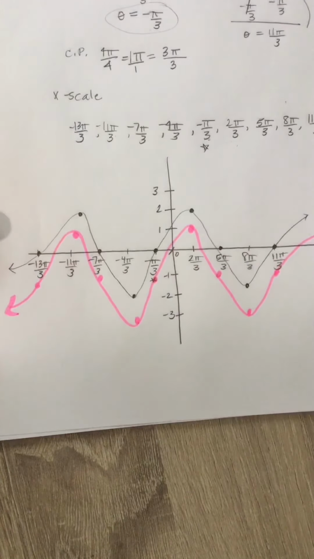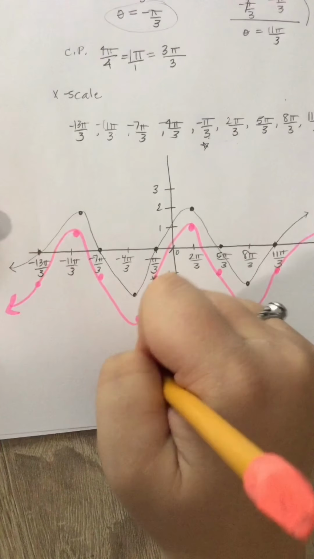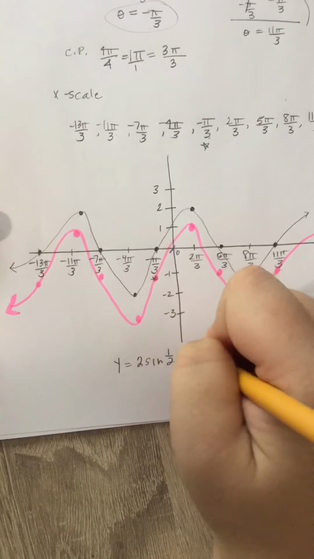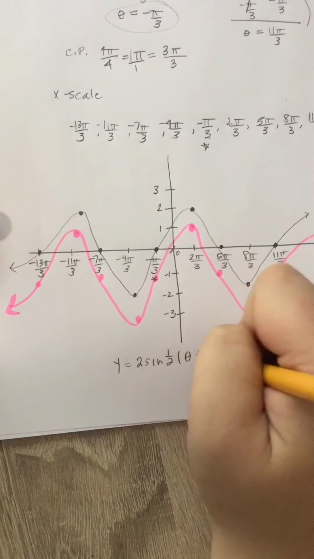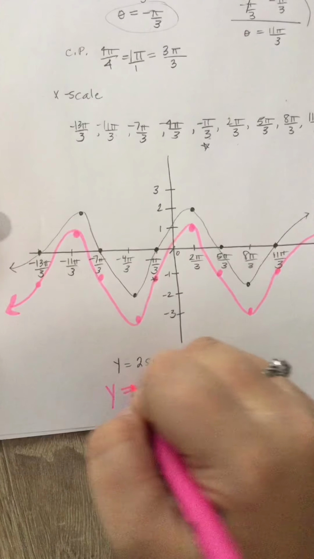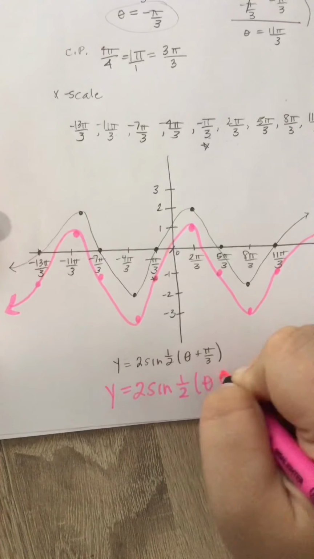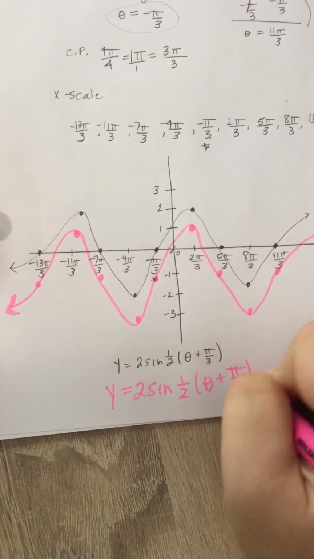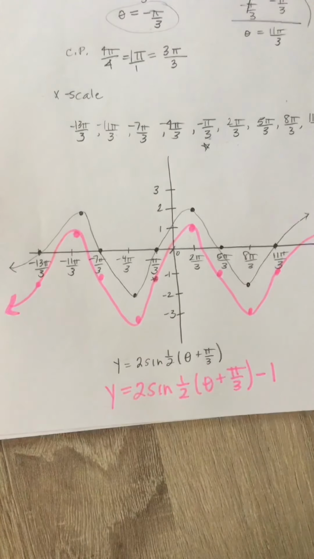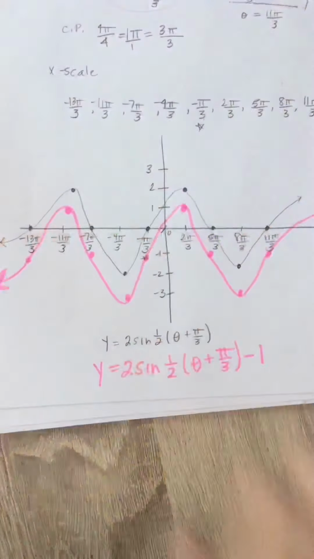So think about it like this. The one in the pencil is y equals 2 sine of 1/2 theta plus pi over 3. And the one in my pink highlighter is the one we actually wanted: y equals 2 sine of 1/2 theta plus pi over 3, minus 1. Okay? And then remember to check yourselves. Use something like Desmos. Go graph it. See what it becomes.